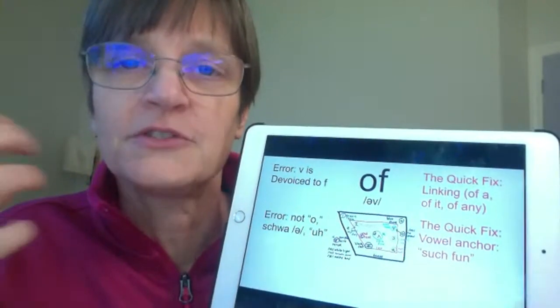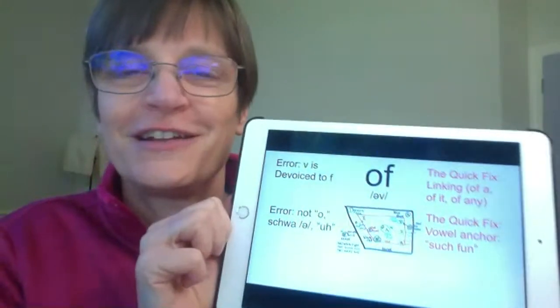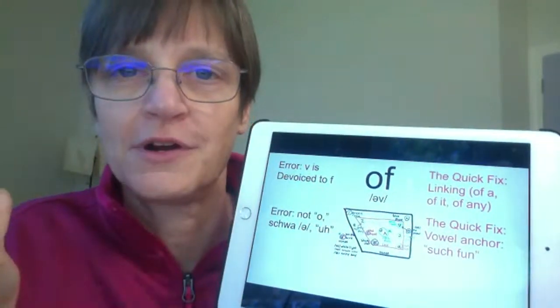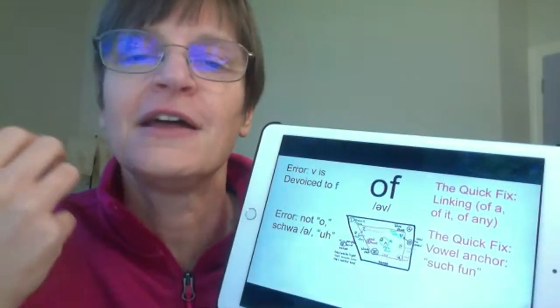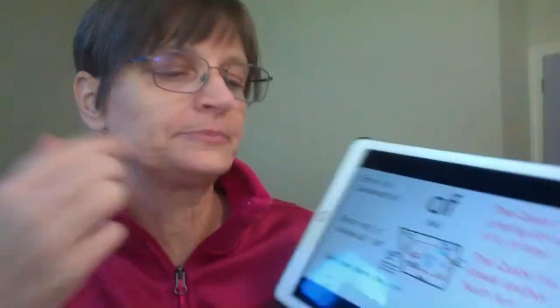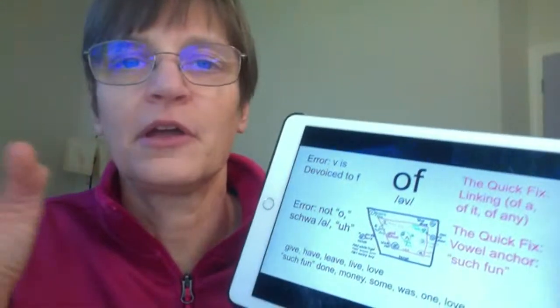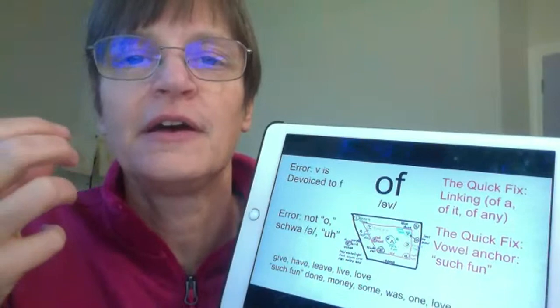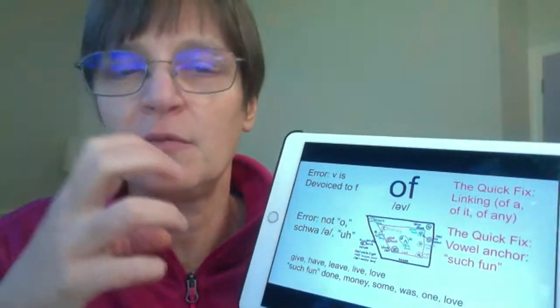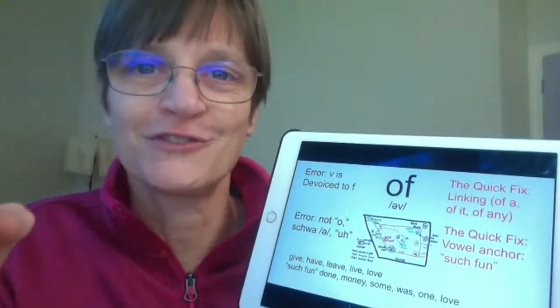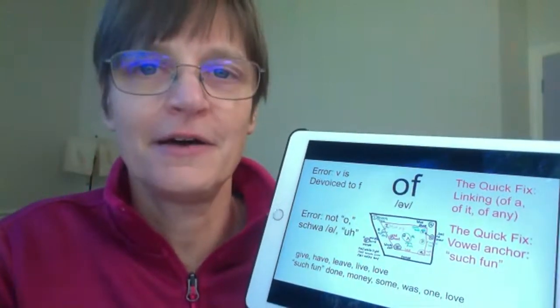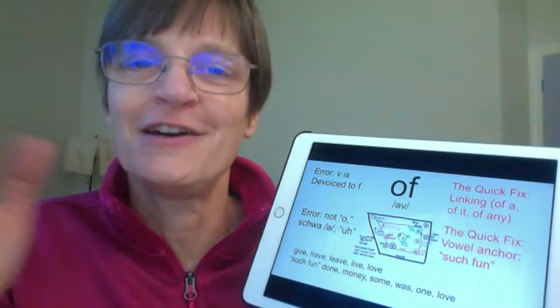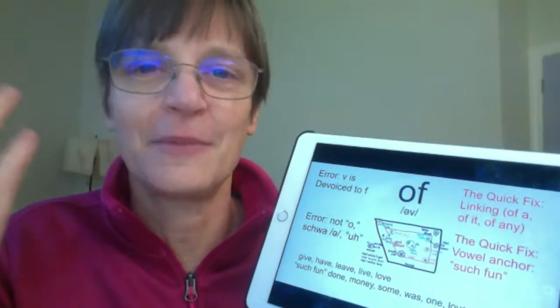pairing vowels with the anchor vowels that we often look at in class. The anchor phrase for the vowel schwa is such fun. So I can try phrases that will help me connect those two. So I can think of the sun, of fun, and try to make my vowel the same across those words. Such fun, of. I can also rewrite of with a U and a V, and that might help my brain make the new sounds in that word.